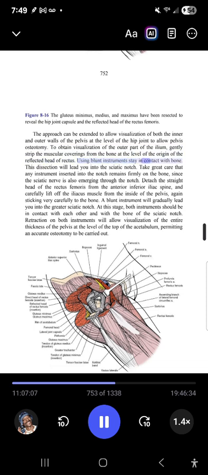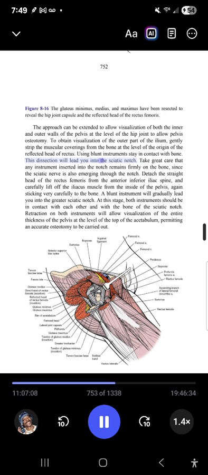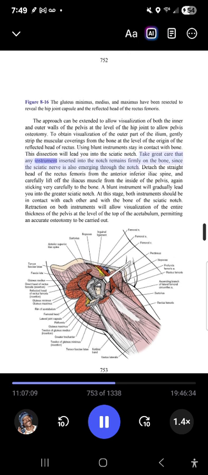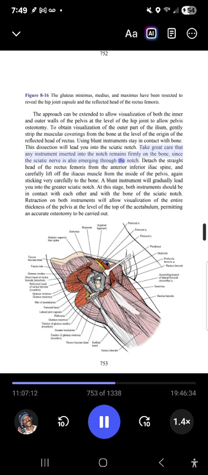Using blunt instruments, stay in contact with bone. This dissection will lead you into the sciatic notch. Take great care that any instrument inserted into the notch remains firmly on the bone, since the sciatic nerve is also emerging through the notch.